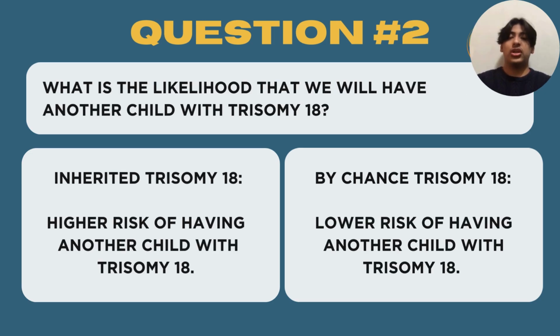For our second question, it says, what is the likelihood that we will have another child with trisomy 18? Once again, to answer this question correctly, we have to look at two sides. For inherited trisomy 18, there is a higher risk of having another child with this disorder, because if a parent carries a balanced translocation, the risk could be higher. By chance trisomy 18, meaning there was non-disjunction, the chances of having another child with trisomy 18 are lower, similar to the population risk. This is typically about 1 in 3,000 to 1 in 5,000.